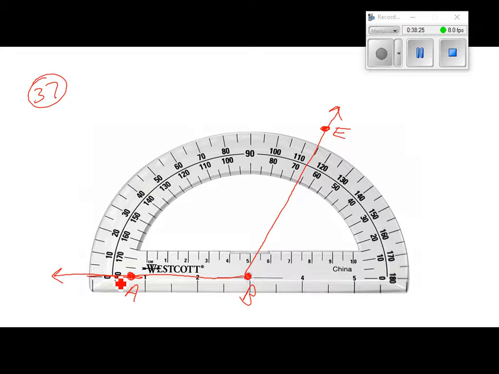that's more than 90. If I go around this, I'm going to use this set of numbers: 10, 20, 30, 40, 50, 60, 70, 80, 90, 100, 110. And then I don't make it all the way to 120, but it looks like I'm just right at halfway. So the answer here would probably be 115 degrees. So measure of angle ABE is about 115 degrees.